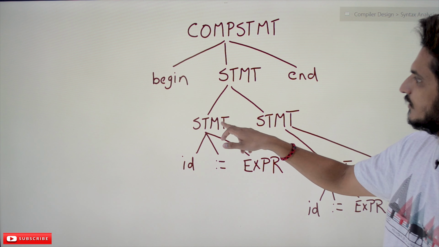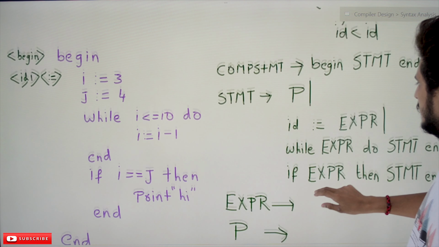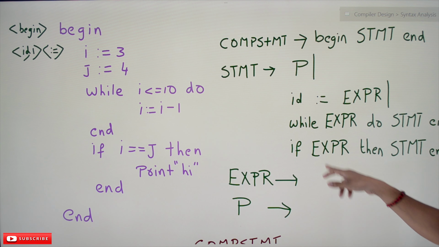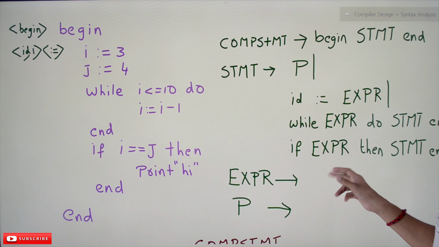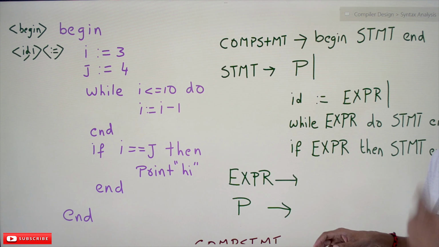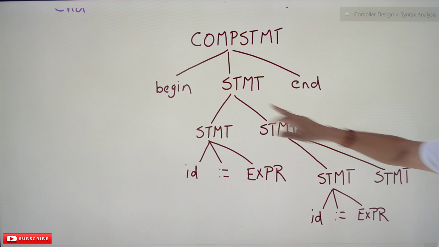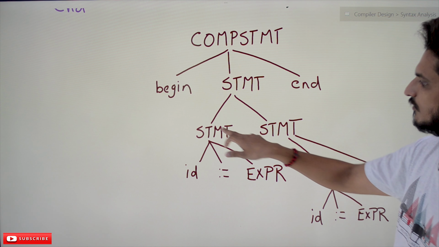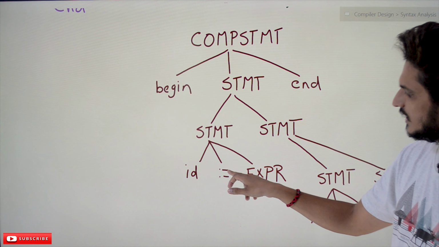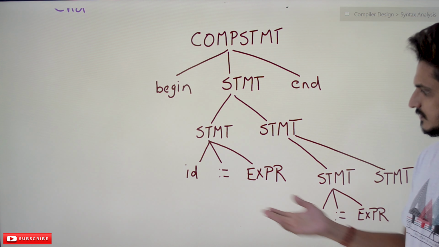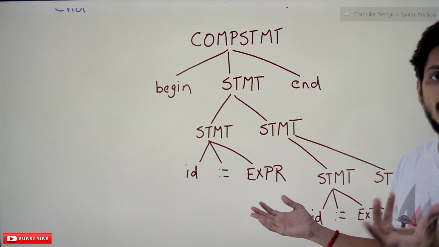The statement is going to check for that. See, in the statement, one more production is there, it's missing here: statement produces statement, statement. We are calling it two times because in order to repeat multiple times, we are writing a new production for statement. So statement can take a statement, statement. One statement is expanded for ID equal to expression. Yes, it is going to check our first line.